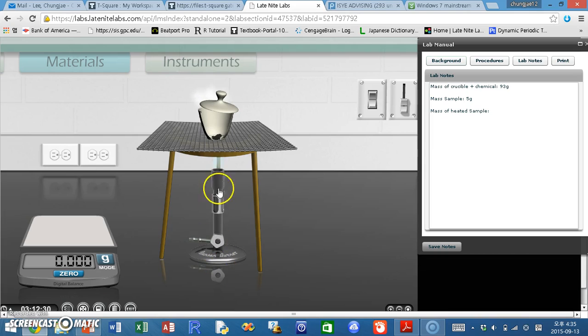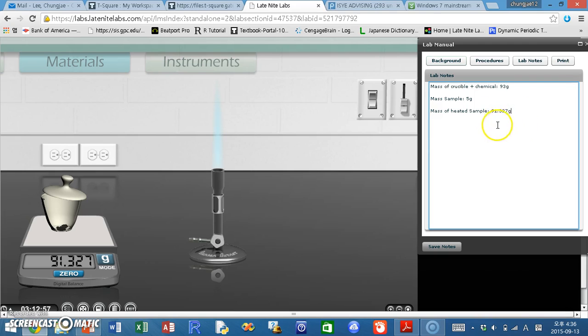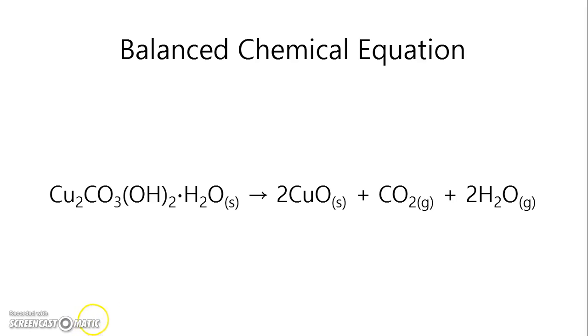So as we can see now, the compound turned black. We should turn off the Bunsen burner, place the crucible, and see there has been some steam coming out of it as well. Now we will weigh the crucible with the compound and record what is there. It is 91 grams approximately. To analyze what actually happened, we should go back to the balanced chemical equation and see.